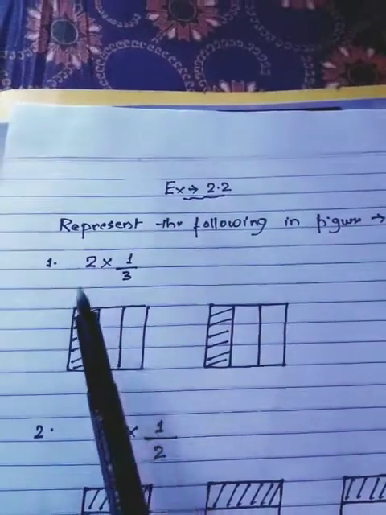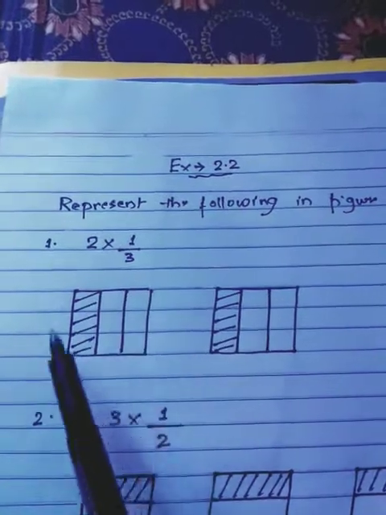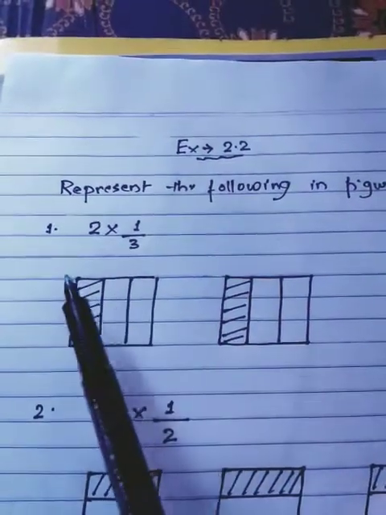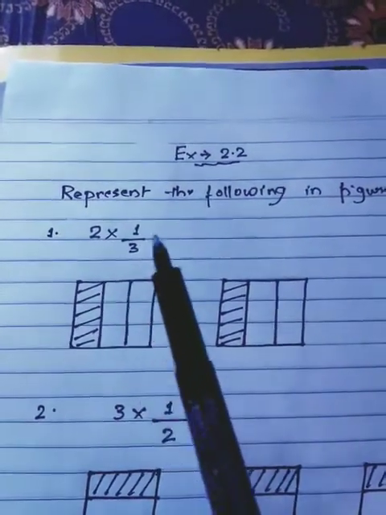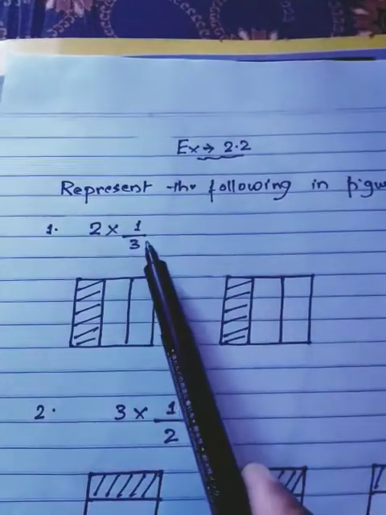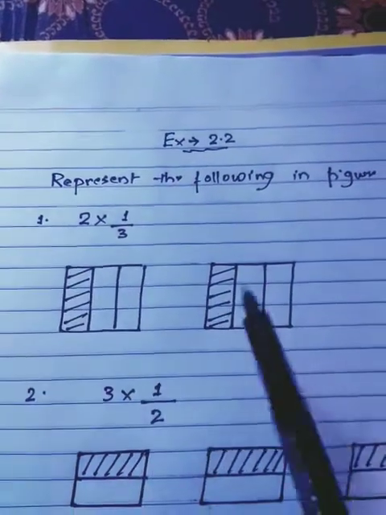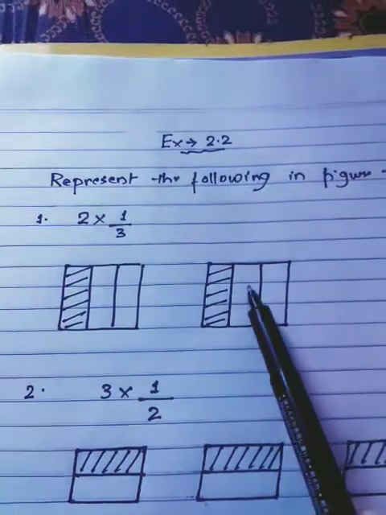2 represents how many figures will be there. It could be any figure. I have drawn one particular square. You could have taken a square, circle also, or any other figure. But better take those figures which are easy to draw. So 2 means 2 figures you have to take. Now this denominator represents how many divisions would be there in each figure. That is 3. See, in each figure there are 3 divisions.